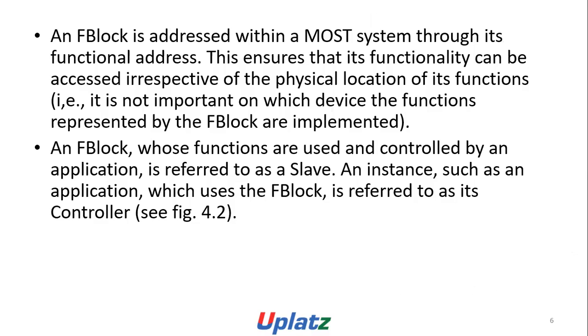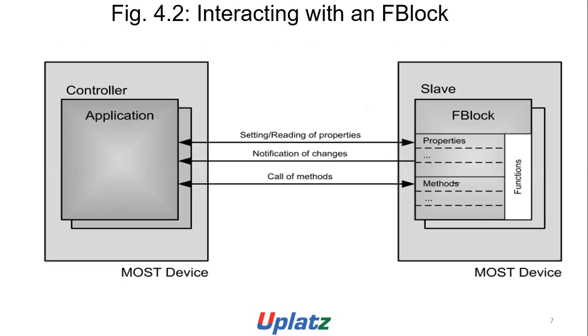An FBlock is addressed within the MOST system through its function address. This ensures that its functionality can be accessed irrespective of the physical location of its function. That is, it is not important on which device the function represented by the FBlock is implemented. An FBlock whose functions are used and controlled by an application is referred to as a slave. An instance such as an application which uses the FBlock is referred to as its controller.